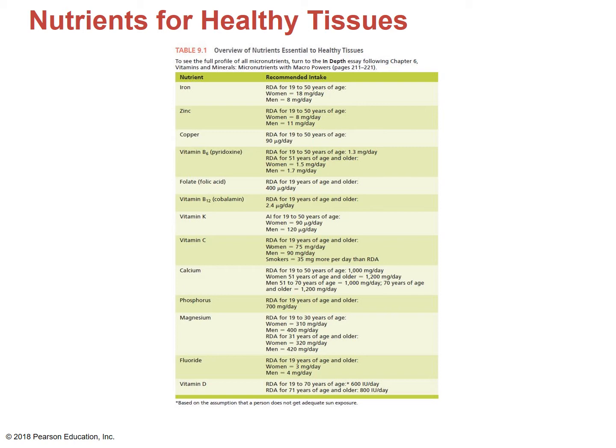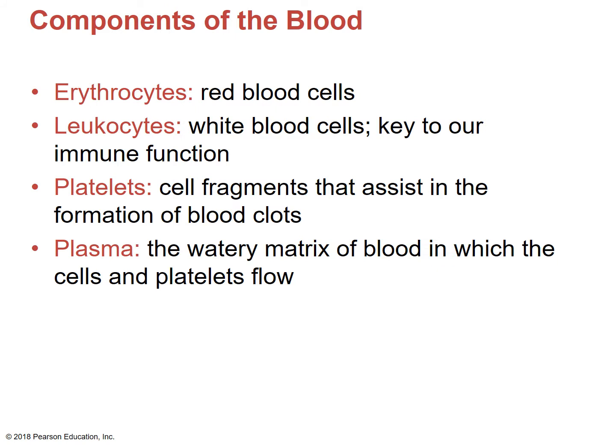Iron, zinc, copper, vitamin B6, folate, vitamin B12, vitamin K, vitamin C, calcium, phosphorus, magnesium, fluoride, and vitamin D, and we'll go into each one of these separately. Again, the components of blood are erythrocytes, leukocytes, platelets, and plasma.